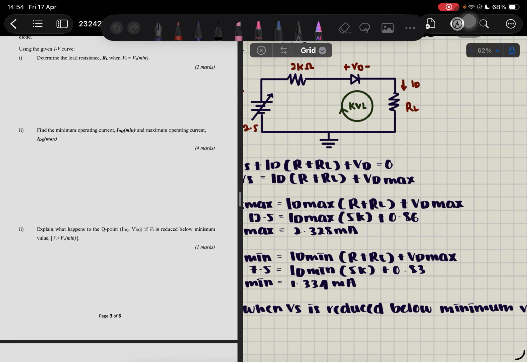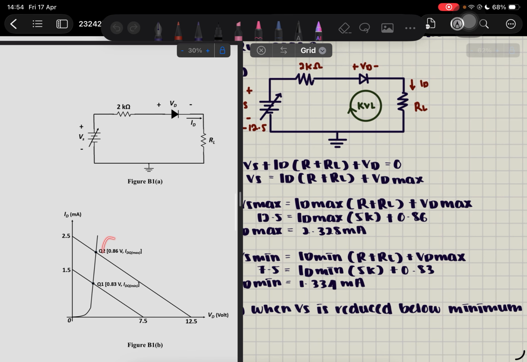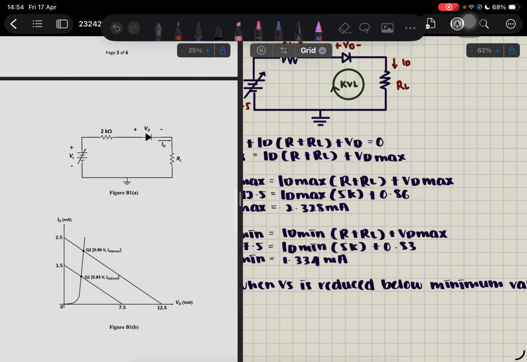Same, just like this. This is wrong. This should be a minimum. Okay. Minimum. We got it from this. This is the VD maximum, and this is the VD minimum. Okay. This is my mistake. Here is minimum.